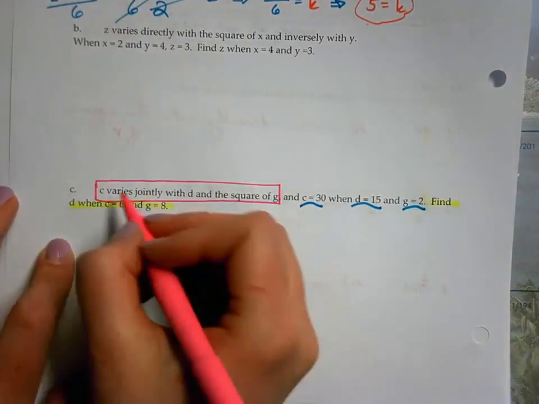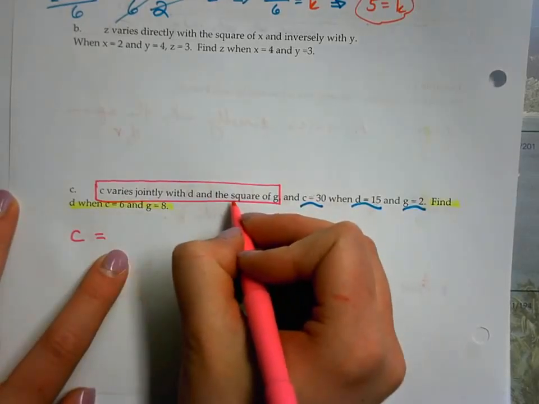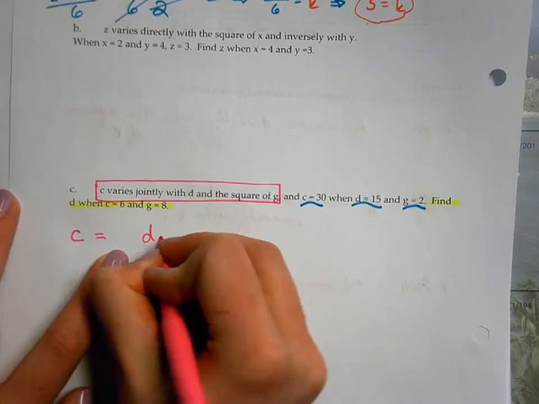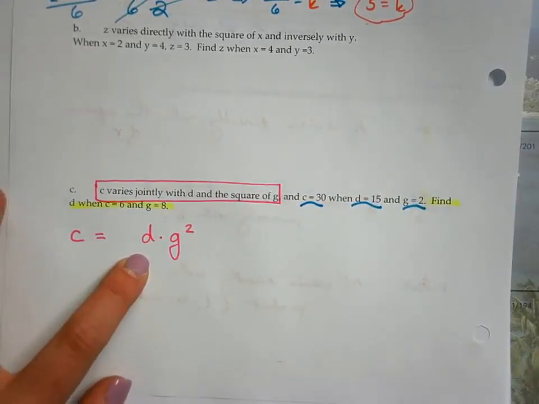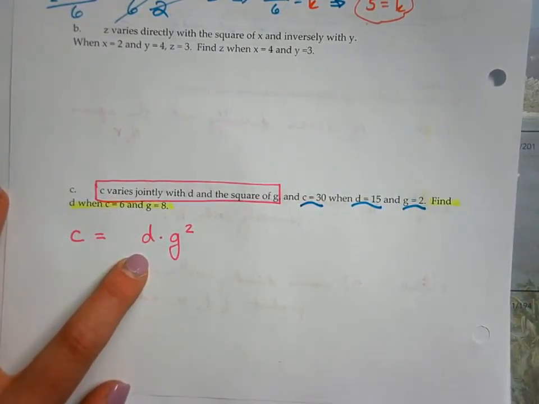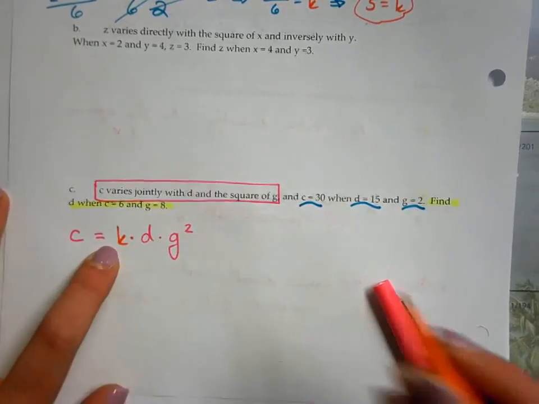So start with our pattern. C varies jointly with D and the square of G. The jointly part just means that D and G go together. It means they're both up top. There was nothing in here that said inverse, so everything's on the top of the fraction. D and G squared, and don't forget we have the K in there as well.